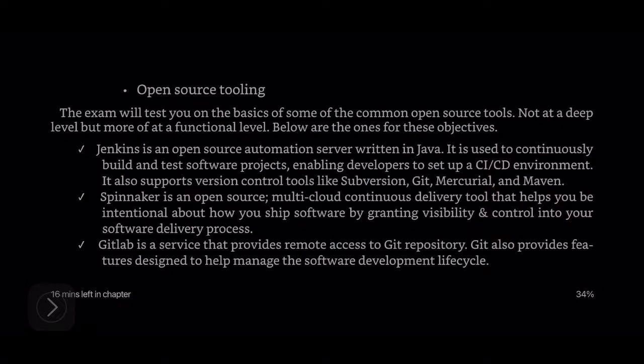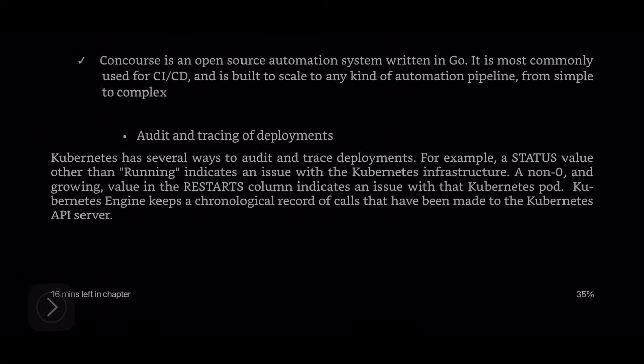Spinnaker is an open source, multi-cloud continuous delivery tool that helps you be intentional about how you ship software by granting visibility and control into your software delivery process. GitLab is a service that provides remote access to Git repositories. Git also provides features designed to help manage the software development lifecycle. Concourse is an open source automation system written in Go. It is most commonly used for CI/CD and is built to scale to any kind of automation pipeline, from simple to complex.